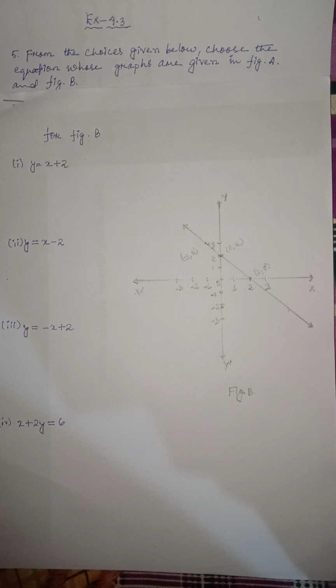First of all, in Roman number 1, it is y is equal to x plus 2. Secondly, we are given y is equal to x minus 2. In Roman number 3, it is y is equal to minus x plus 2. In 4, we see that it is x plus 2y equal to 6.